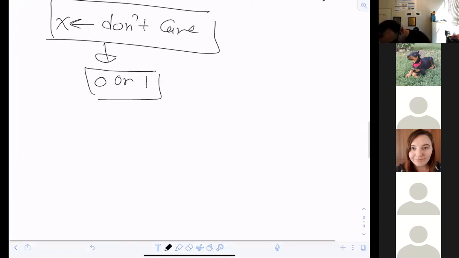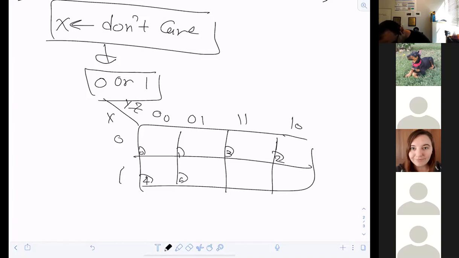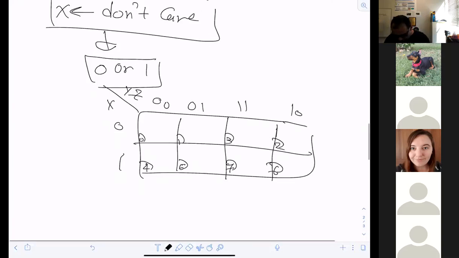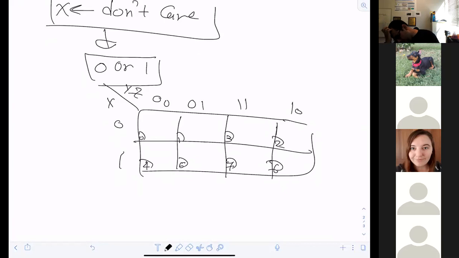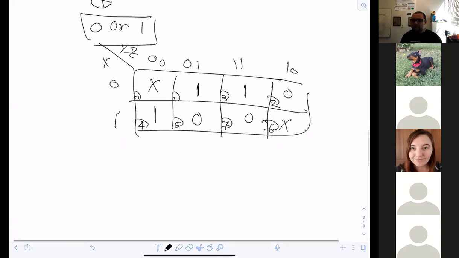Anyway, so look at this, right? I have here my K-map, right? X, Y, Z, 0, 1, 0, 0, 0, 1, 1, 1, 1, 0. And here 0, 1, 3, 2, 4, 5, 7, and 6, right? X 1, 1, X 1, 0, 0, 0. Now what should I do?